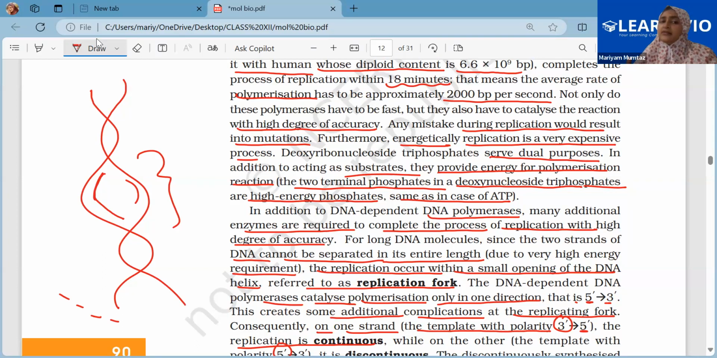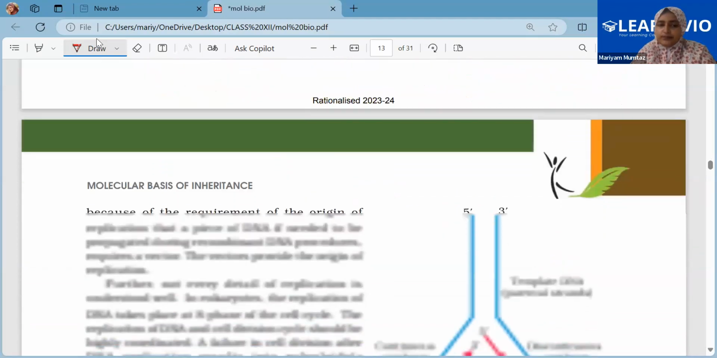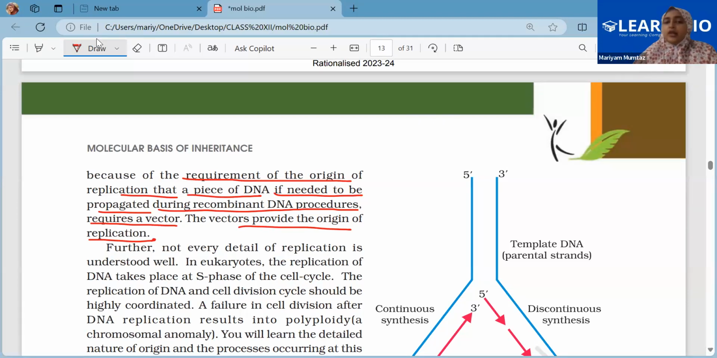It cannot open anywhere and start synthesizing. It will open at a certain place that is known as the origin of replication. Now, it is because of the requirement of the origin of replication that a piece of DNA, if needed to be propagated during recombinant DNA procedures, requires a vector. The vectors provide the origin of replication. Without the origin of replication, the replication will not take place whatsoever.